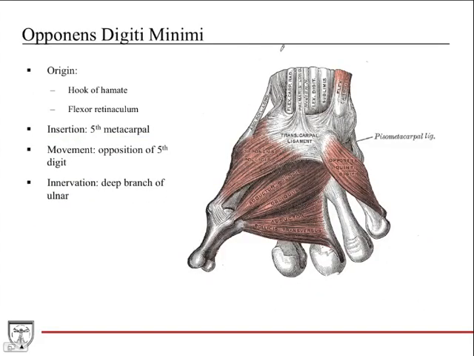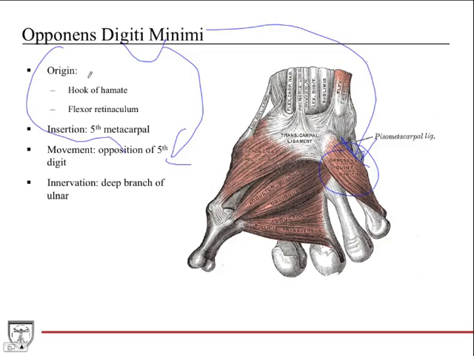Opponens digiti minimi, this is shown here. Again, like several things in anatomy, many things can have multiple names. Here it's labeled opponens quinti digiti. It's the same muscle, more commonly known in most books and in classes as opponens digiti minimi. Now opponens, it's in the name, opposition, digiti minimi, small finger, 5th digit. So it originates at the hook of the hamate and the flexor retinaculum. You can see that here. And then opposition of the 5th digit, so it contracts like this, it moves it this way, okay? Opposition would be bringing the pinky towards the thumb if you're opposing both. Innervation, deep branch of the ulnar nerve.